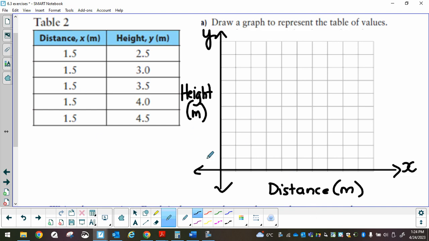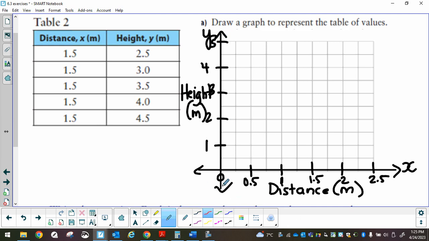Our distance is always 1.5, so again, you're going to still create a normal scale. Maybe you want to jump by ones or 1.5. I might jump by 1, but I'm going to spread it out. So maybe you could think of jumping by halves, whatever you'd like to think there. And then my heights jump by halves, so I will also jump by half. I'm going to do 1, 2, 3, 4, 5.